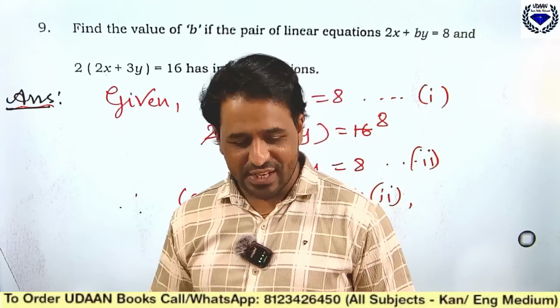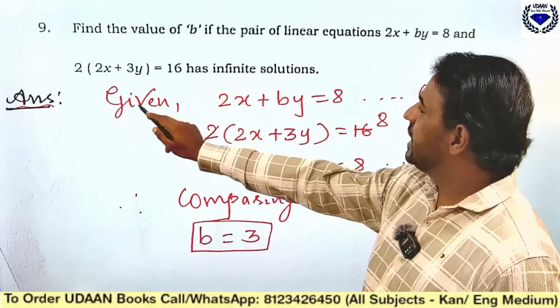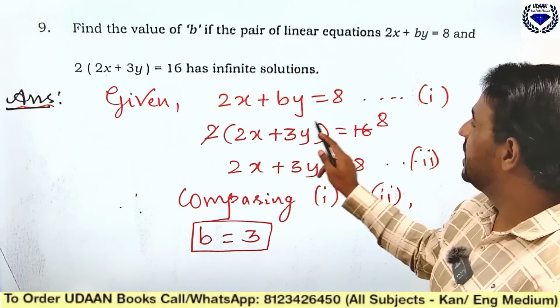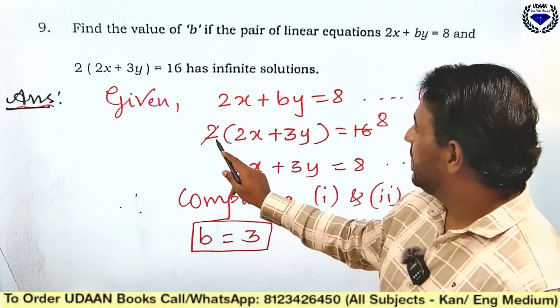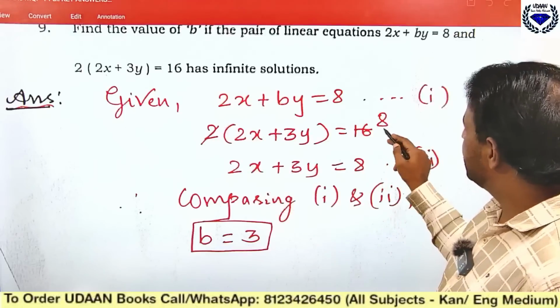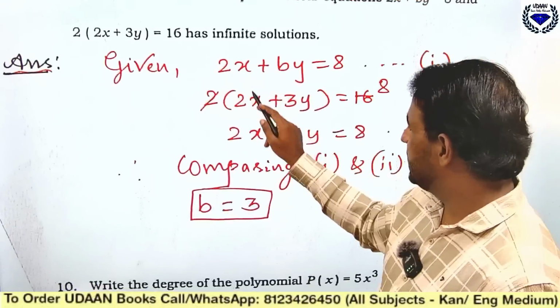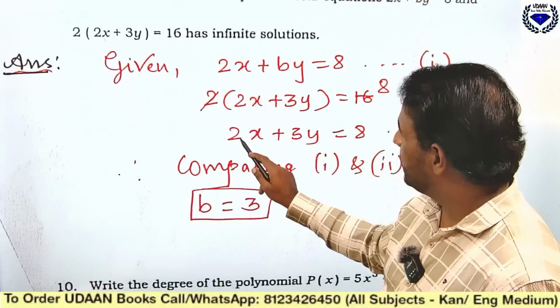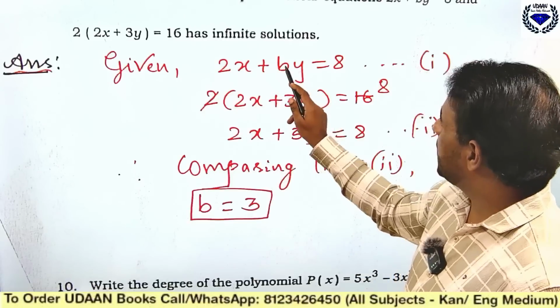Yes, let us begin. The first equation is 2x plus by equal to 8. Now the second equation, you write 2 into 2x plus 3y is equal to 16. Now 2 ones are 2, 2 eights are 16 will come. Now this equation reduces. Now you see, beside x there is 2, beside x there is 2, and beside y there is b and 3.